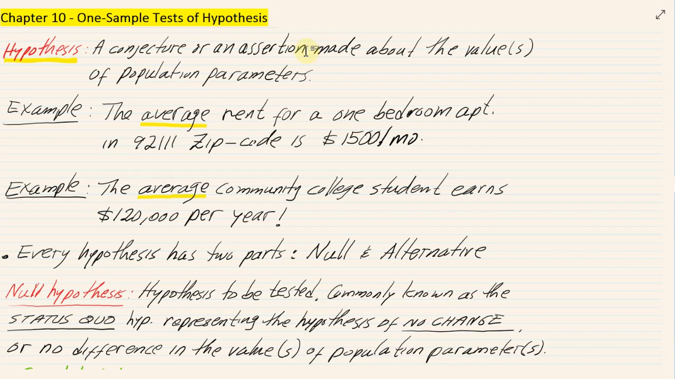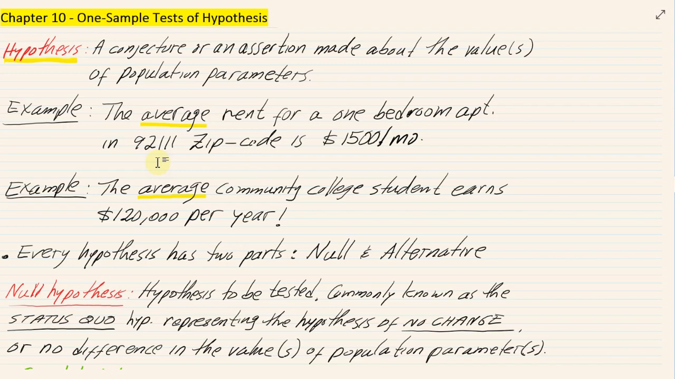So for example, where I live, let's say I live around 92111 zip code, and I claim that, based on my experience living in that neighborhood, in that zip code, the average rent for a one-bedroom apartment in that zip code is roughly about $1,500 a month. So there you go. That's an example of a hypothesis. A statement of belief, but this would be my belief.